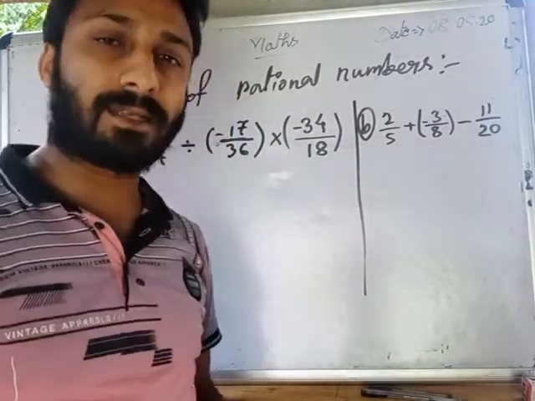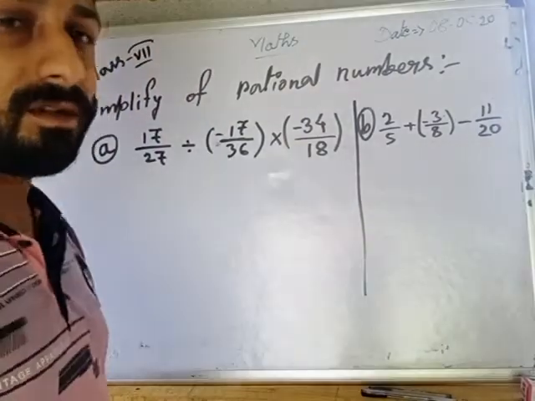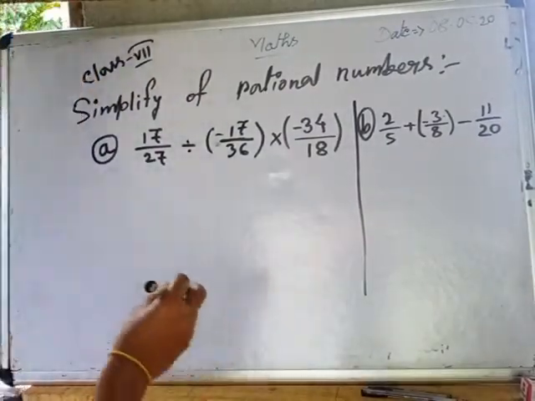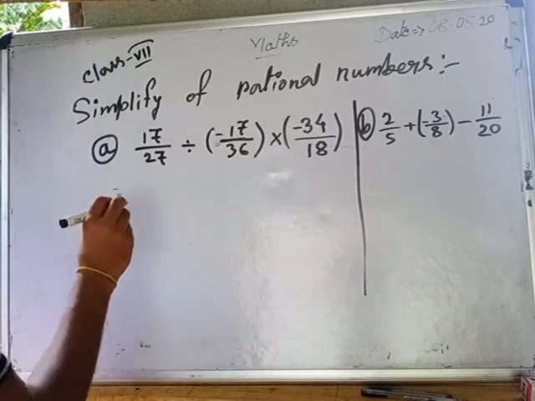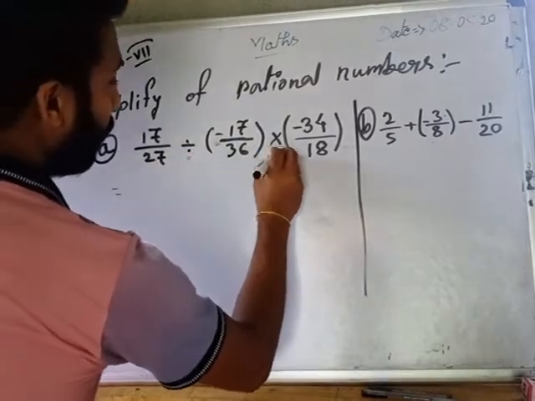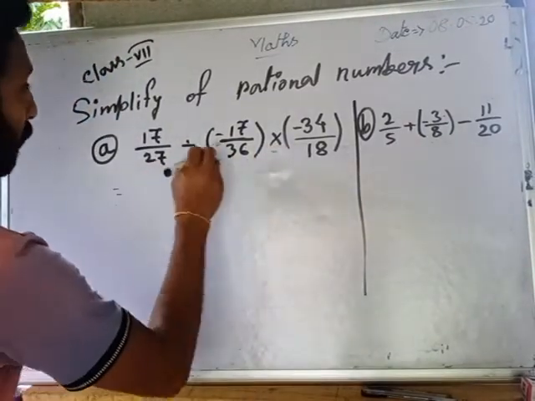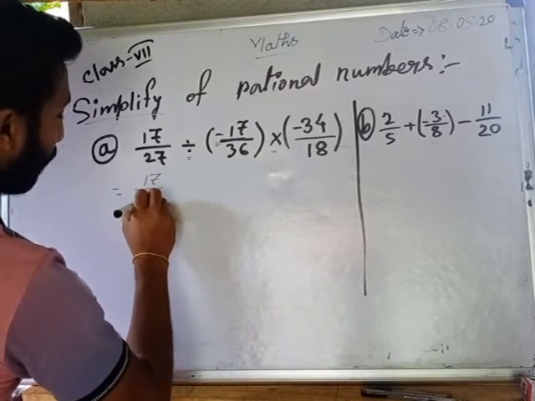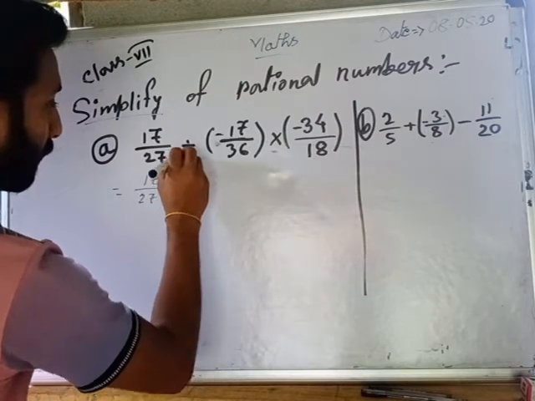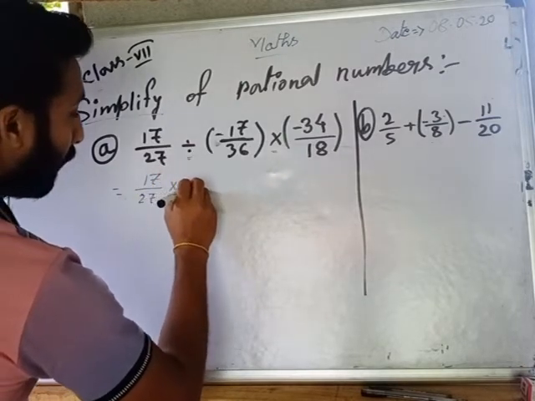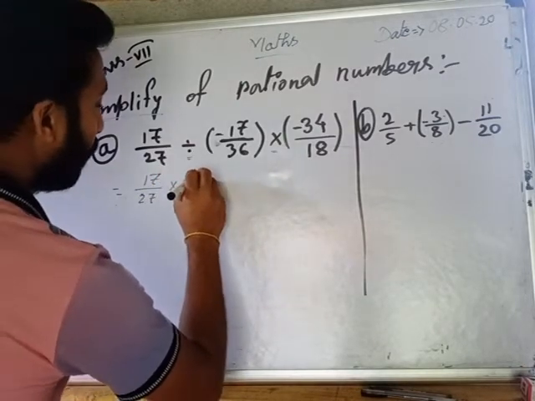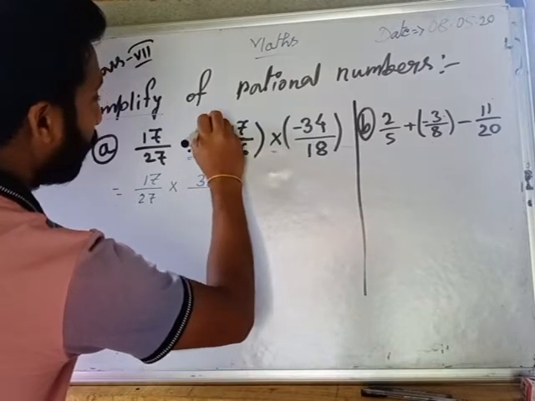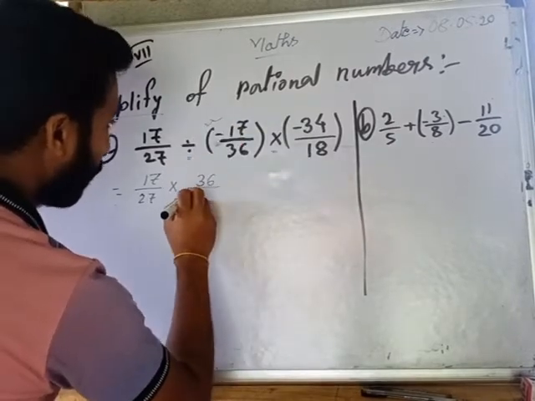I will start class 7 maths. Today I will start simplify with rational numbers. There is division and multiplication, so it is called simplify. 17 by 27. If it is division, on that time we take the multiplicative inverse of this fraction or rational number.